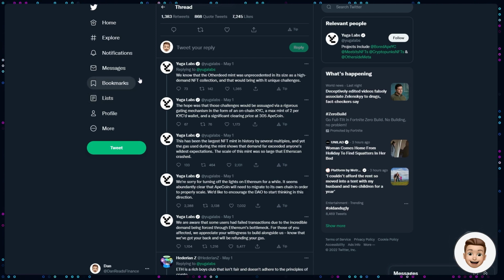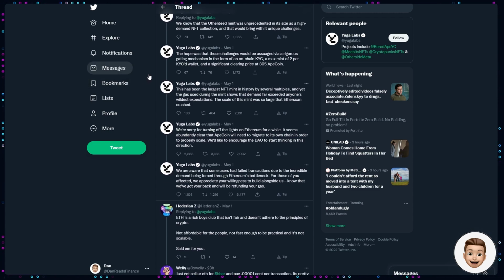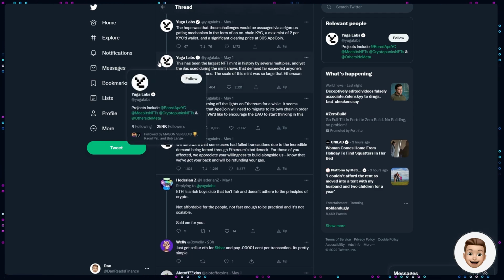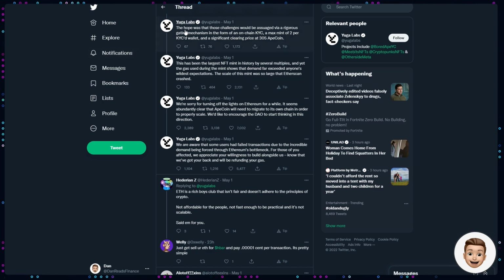The hope was that those challenges would be assuaged via a rigorous gating mechanism in the form of on-chain KYC, a max mint of 2 per KYC'd wallet, and a significant clearing price at 305 ApeCoin per NFT. This has been the largest NFT mint in history by several multiples, and yet the gas used during the mint shows the demand far exceeded anyone's widest expectations. I think it was literally millions and millions of dollars of gas fees were effectively consumed during this mint, which just shows how outrageous the Ethereum chain is, especially during times of congestion.